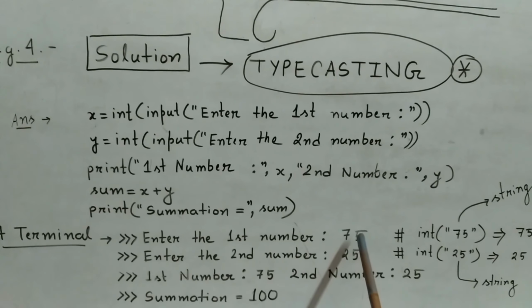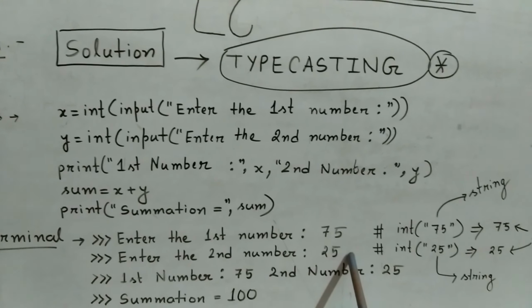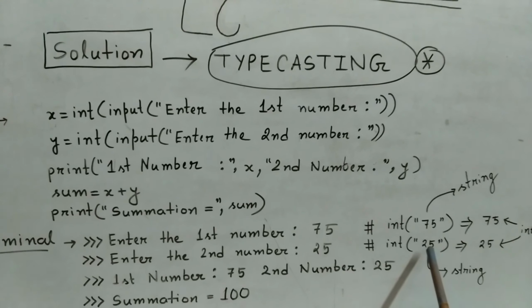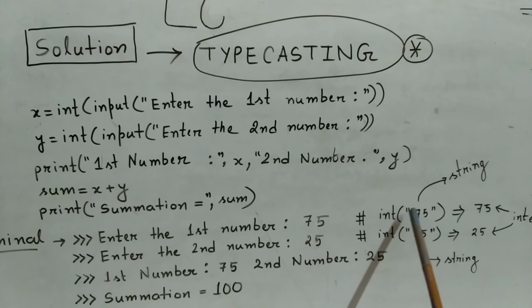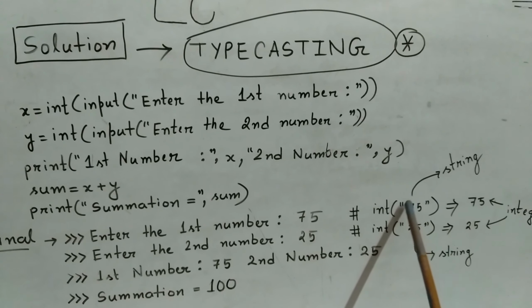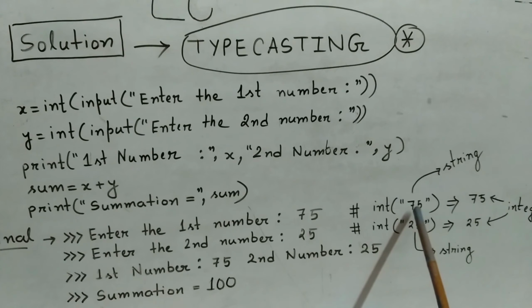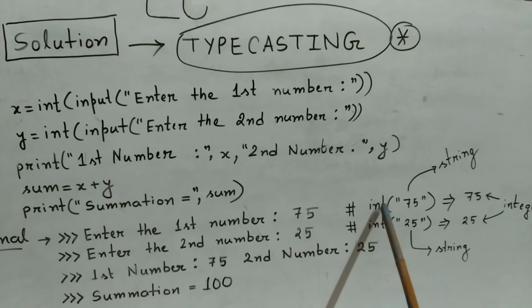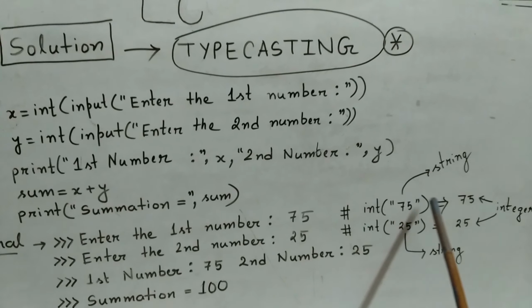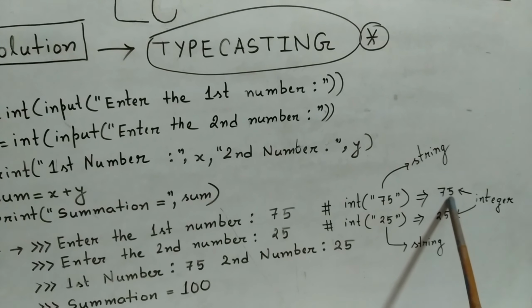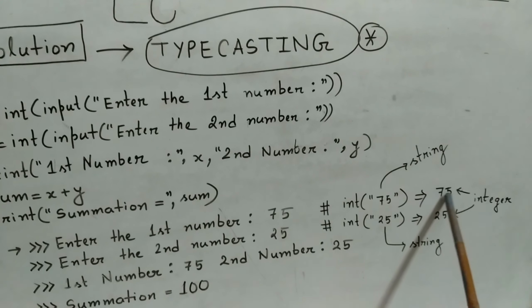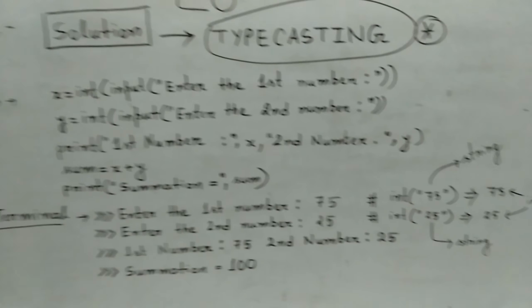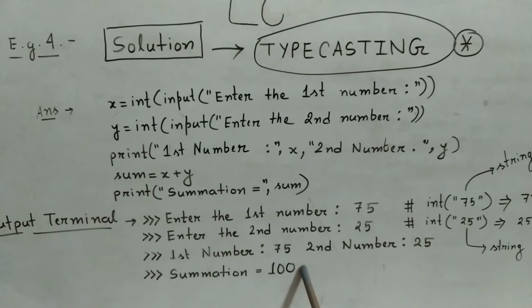Look at the example. Here we have given 75 and 25. The function input has accepted 75 and 25 in the form of strings. Look at here. Strings are always enclosed within double quotation marks. Hence these are accepted as strings. Now due to this very function int, this string value has been converted to its equivalent integer value. Now any kind of mathematical operation could be performed using these values. Hence the answer becomes 100 here.